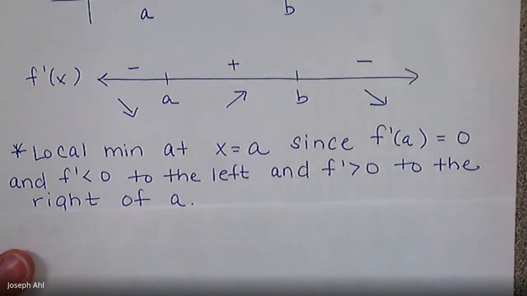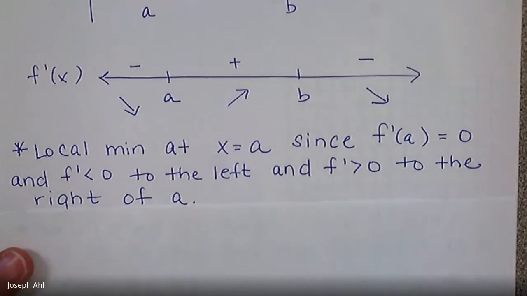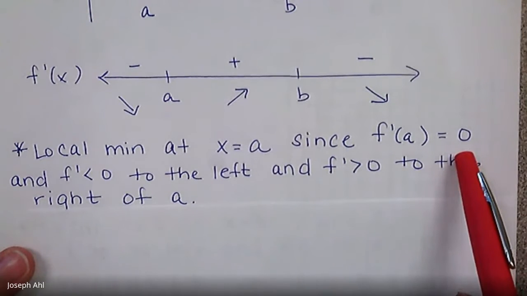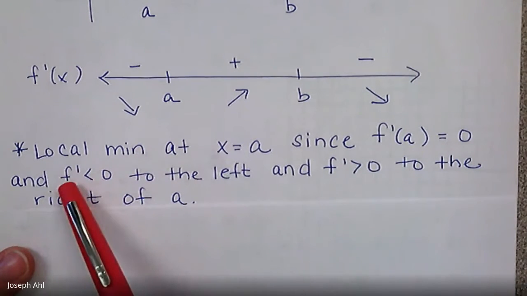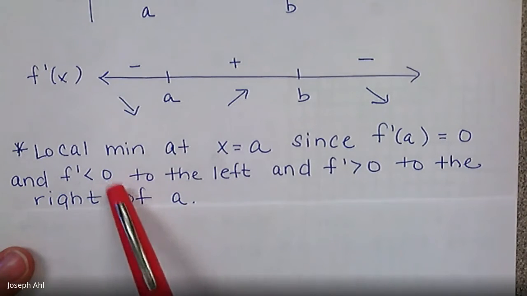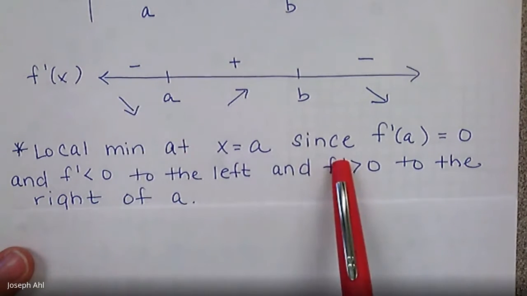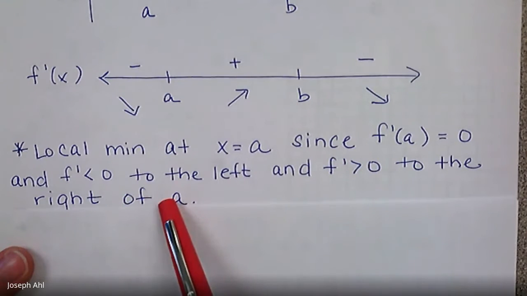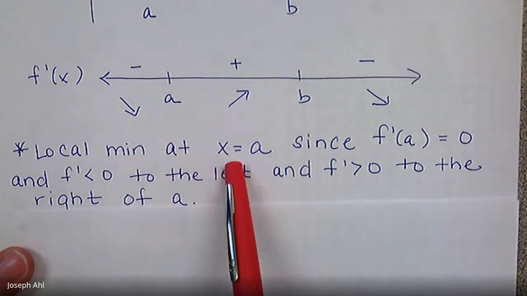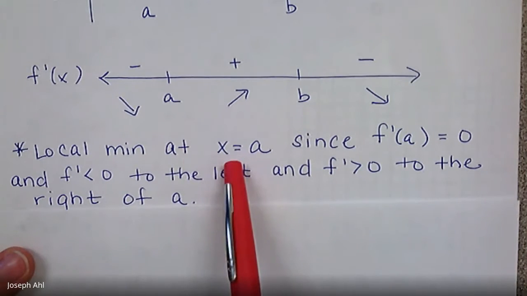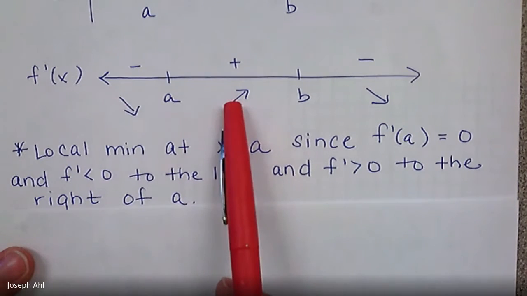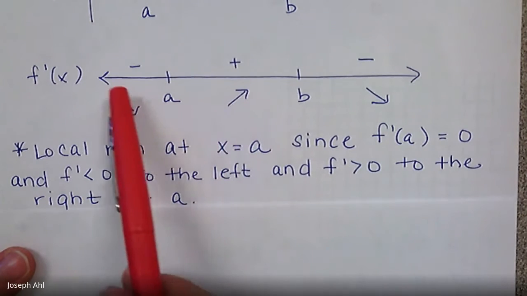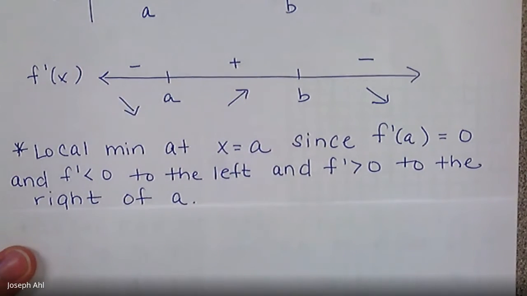And this is going to be really important. I know it seems like a lot of words to write, but you can't just say there's a min at x equals a based on the f prime number line. You have to describe what the number line is telling you. So since f prime of a equals 0, right, the slope of the tangent at a is 0, and the derivative is negative, less than 0 to the left, and greater than 0 to the right of a, that's the justification as to why we have a local min at x equals a. So if it's negative to the left and it's positive on the right, to go from negative to positive, decreasing to increasing means we've got a local min.